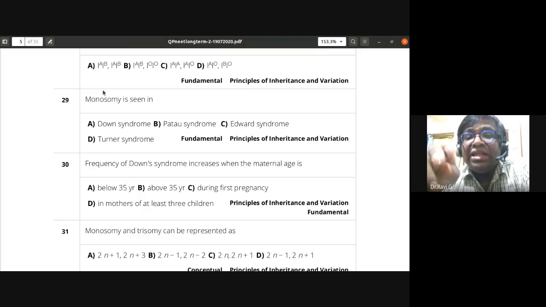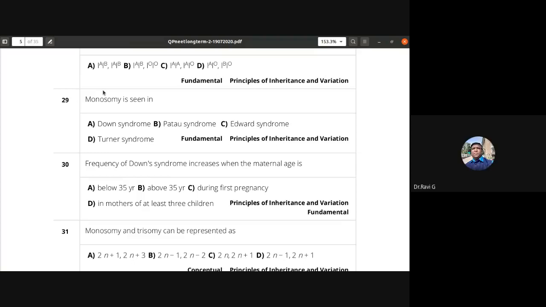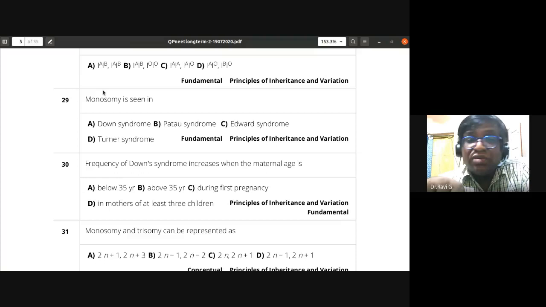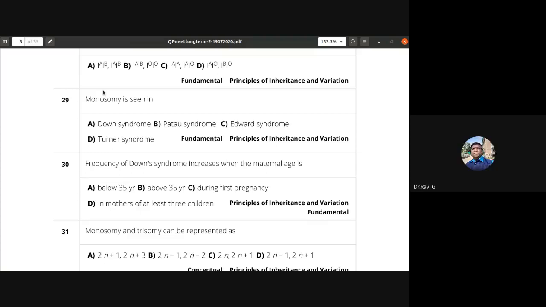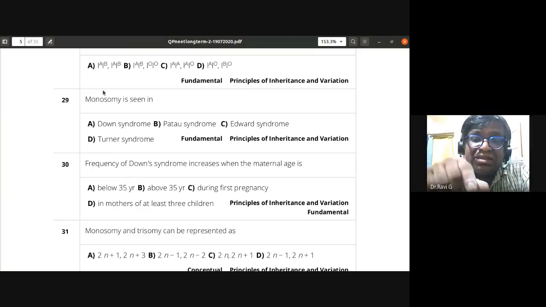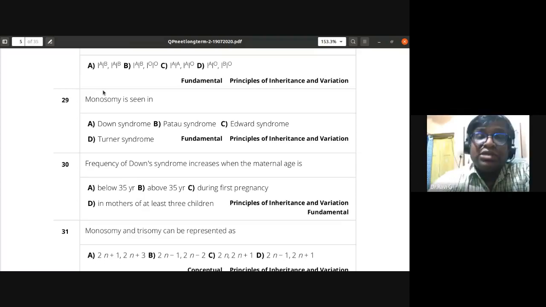So monosomy is seen in 2n minus 1. In Down syndrome, it is 47 chromosomes. Patau syndrome and Edwards syndrome, we have not studied. Turner syndrome has 45 chromosomes, where one of the sex chromosomes is missing in the female. So they will have 44 autosomes plus X. They won't have XX, it would be plus X. So they have 45 chromosomes. So Turner syndrome is monosomy. If you want me to say what type of monosomy, it is allosomal monosomy, that is sex chromosome monosomy. There is absence of one chromosome. So monosomy is seen in Turner syndrome.